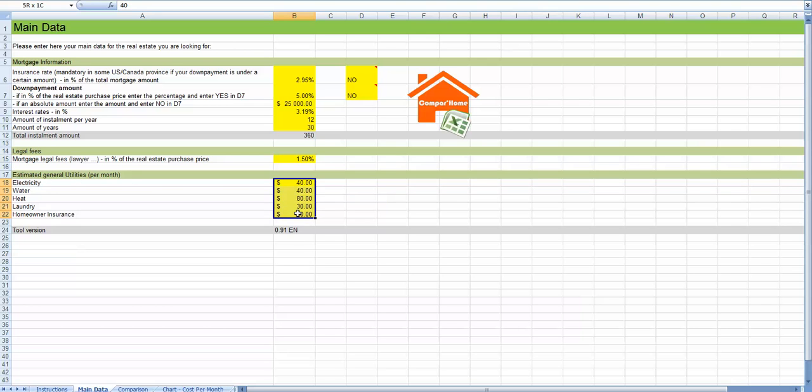Here, this is the general estimated utilities per month that you may have to spend. You can set up a general value here, but we'll see on the second tab that you can set a dedicated value per property. Here it gives you a rough idea of what you're going to spend per month. So please set it up here. It will help you a lot in the next tab.